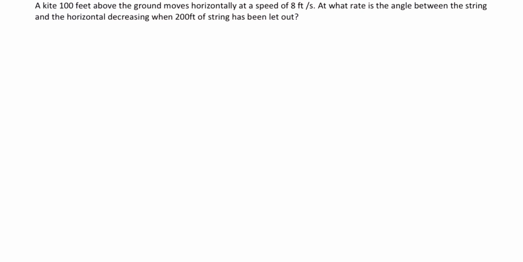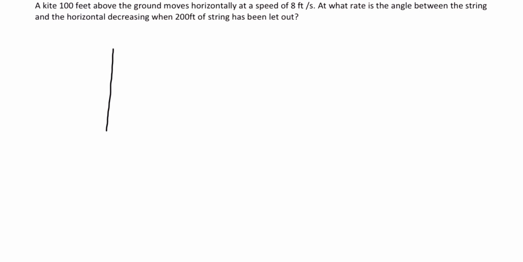A kite 100 feet above the ground moves horizontally at a speed of 8 feet per second. At what rate is the angle between the string and the horizontal decreasing when 200 feet of string has been let out? We'll start by sketching a diagram.